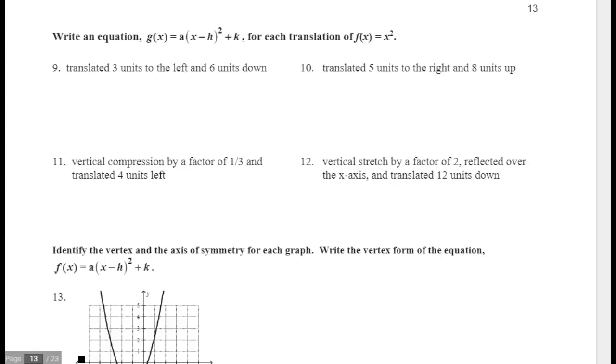And remember, in order to go left, if we're doing g of x, our a is 1, so we don't have to write anything there. But what we have, and if it helps you to write it like this, go ahead: x minus a negative 3 squared, and then 6 units down, we subtract it. Or you're going to see it written as that.